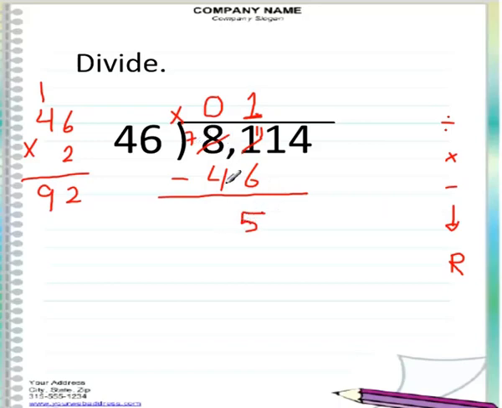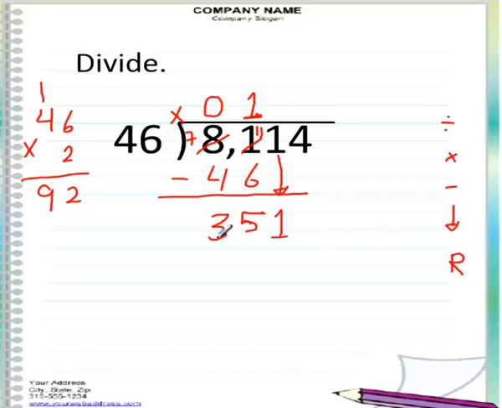5. 7 minus 4 equals 3. The fourth step is to bring down. So I will bring down the 1. Now the new number is 351. 351. Now we have to divide. I will repeat all these steps.